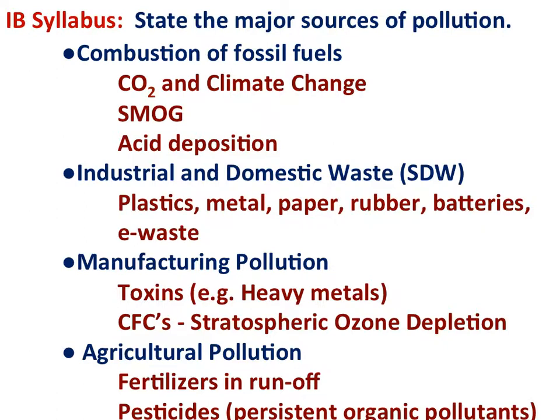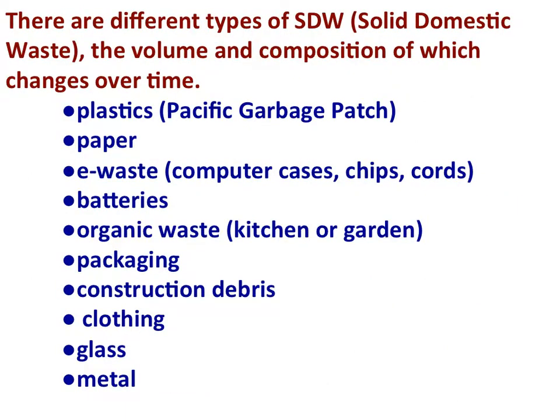In terms of the sources of pollution, this movie is focused on the waste that comes from domestic and industrial use of goods, solid domestic waste, SDW. There are different types of solid domestic waste, the volume and composition of which changes over time. The types of solid domestic waste include plastics, paper, e-waste from computer cases, chips and cords, batteries, organic waste, packaging, construction debris, clothing, glass, and metal.